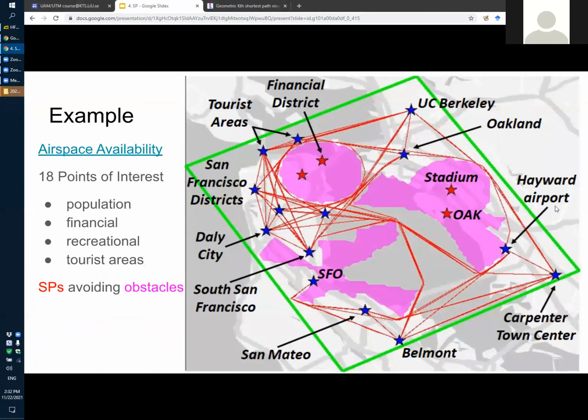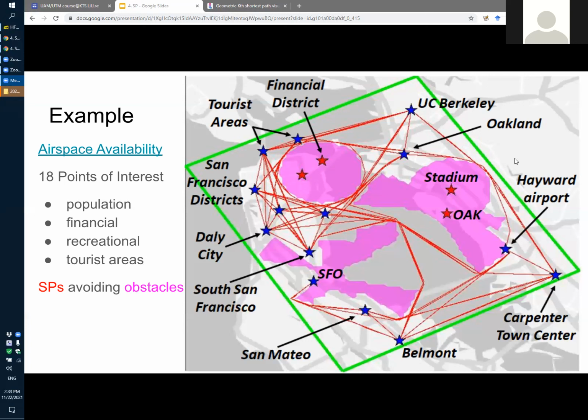And well, here is an example. Here on the right is a picture from the airspace availability set of slides which we looked at earlier. In particular, it shows quite a lot of shortest paths between the different points of interest, POIs, as we call them. And you can see how the shortest paths go from vertex to vertex and go to the destination. Okay, so they are again avoiding obstacles, where obstacles here in the pictures are these pink or magenta, or whatever that color is.